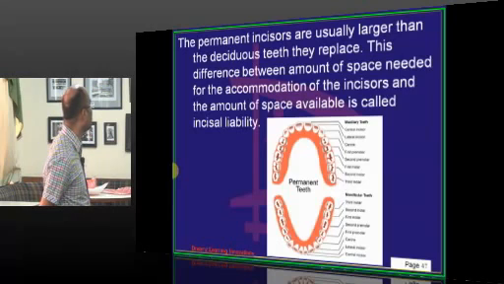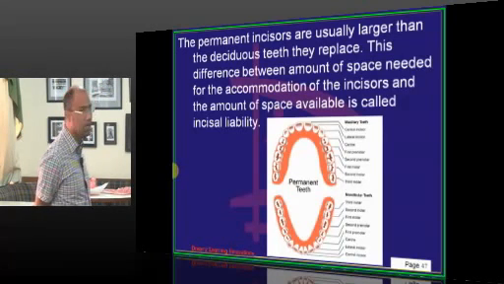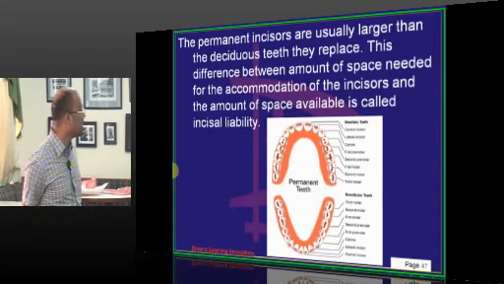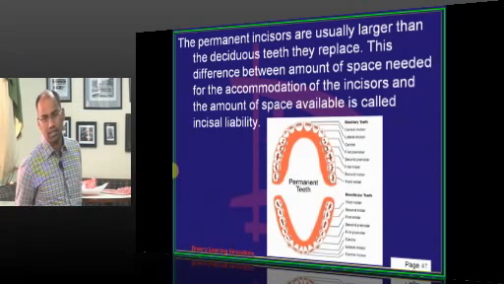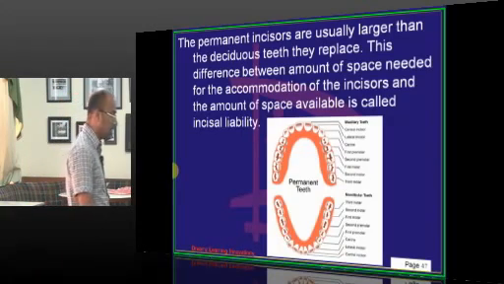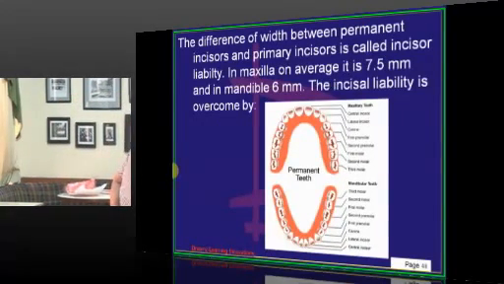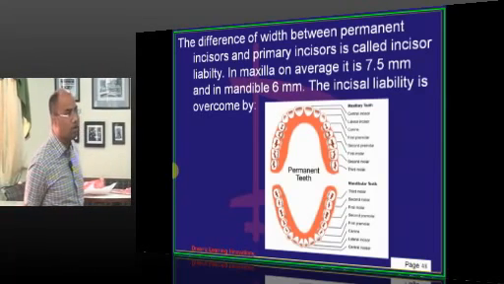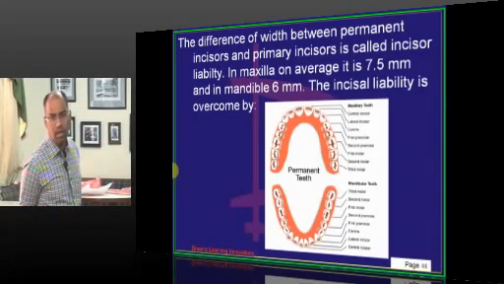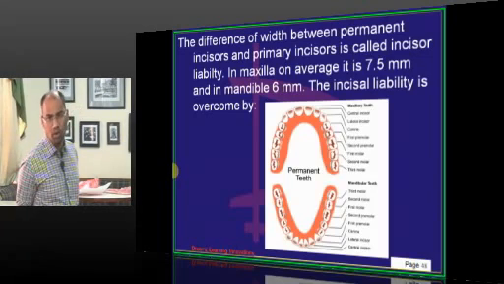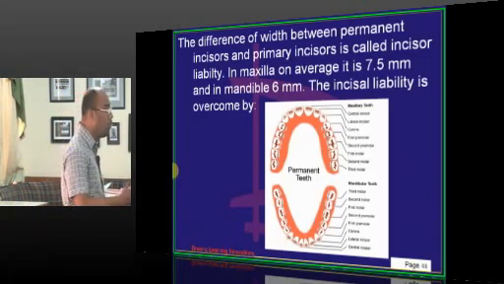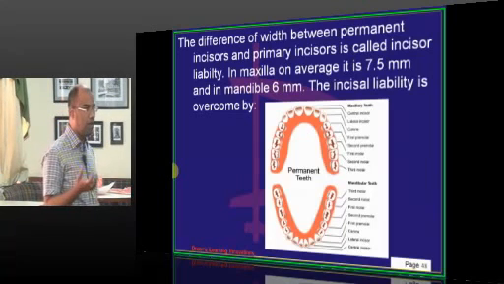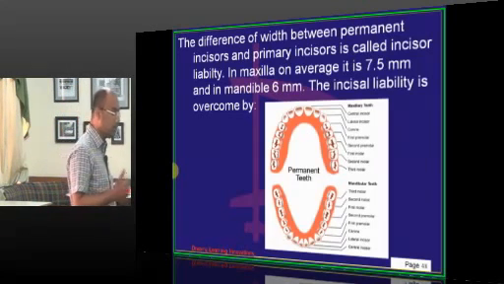Now the reason is the permanent incisors are usually larger mesiodistally and you need some amount of space to accommodate them. So this is called incisal liability, and how do we accommodate this space? The difference is approximately 7 to 8 in the upper and 5 to 7 in the lower. How do you overcome this? Now if I have 5 to 7 millimeters, where do I get that space from?